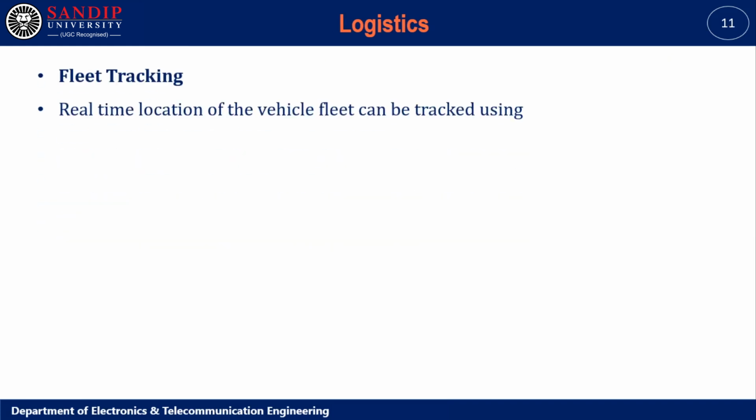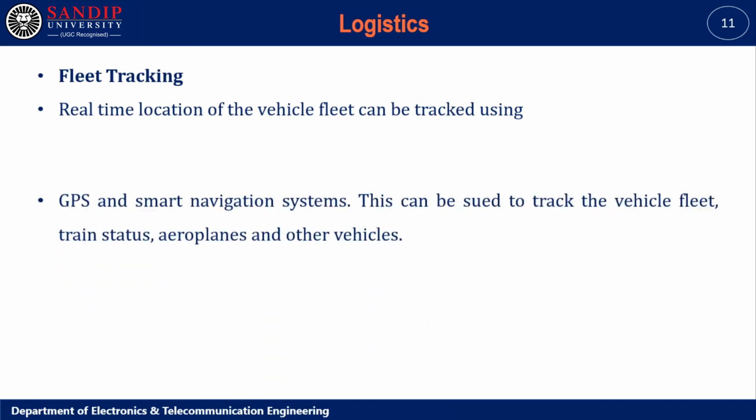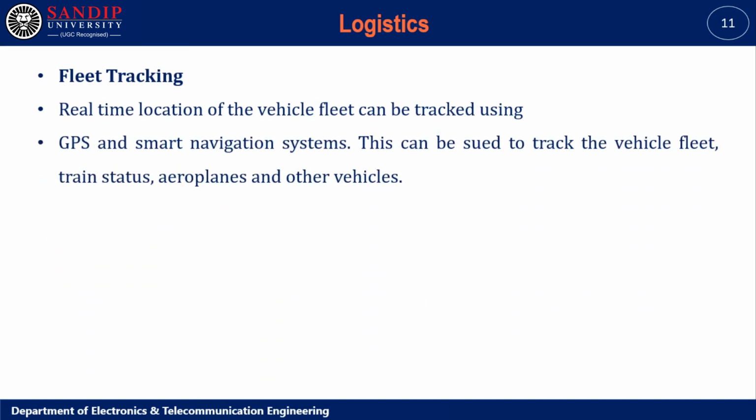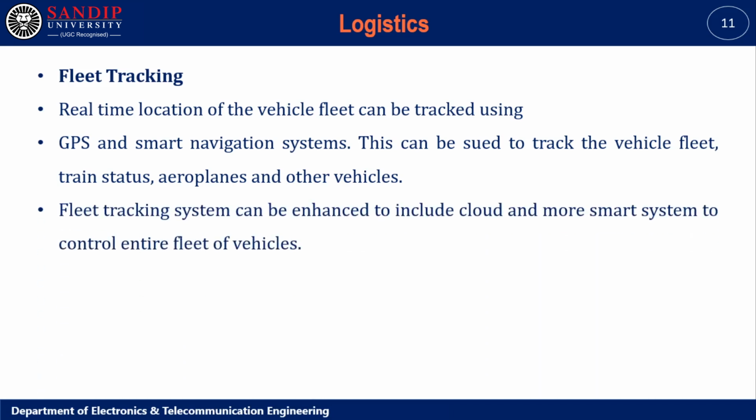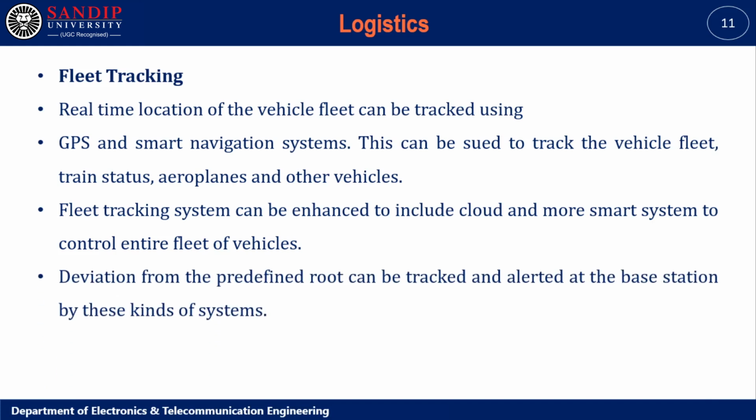Fleet tracking. Real-time location of the vehicle fleet can be tracked using GPS and smart navigation systems. This can be used to track the vehicle fleet, train status, aeroplanes and other vehicles. The fleet tracking system can be enhanced to include cloud and more smart systems to control the entire fleet of vehicles. Deviation from the predefined route can be tracked and altered at the base station by these kinds of systems.